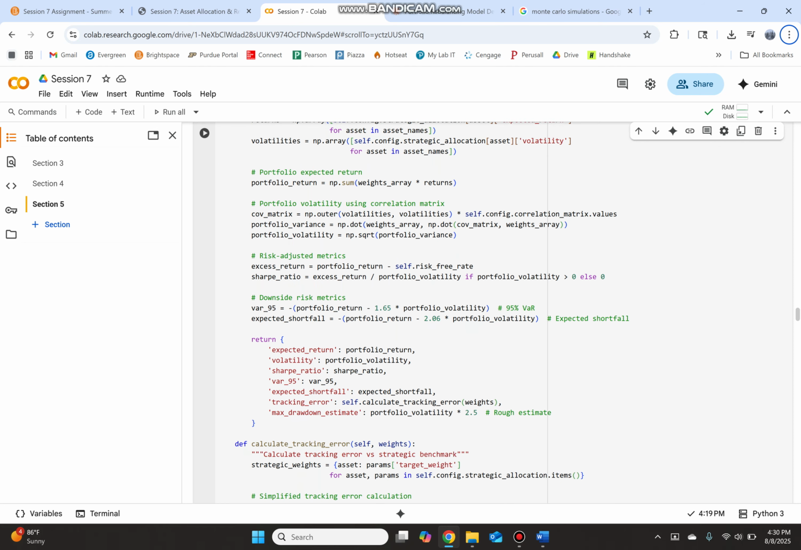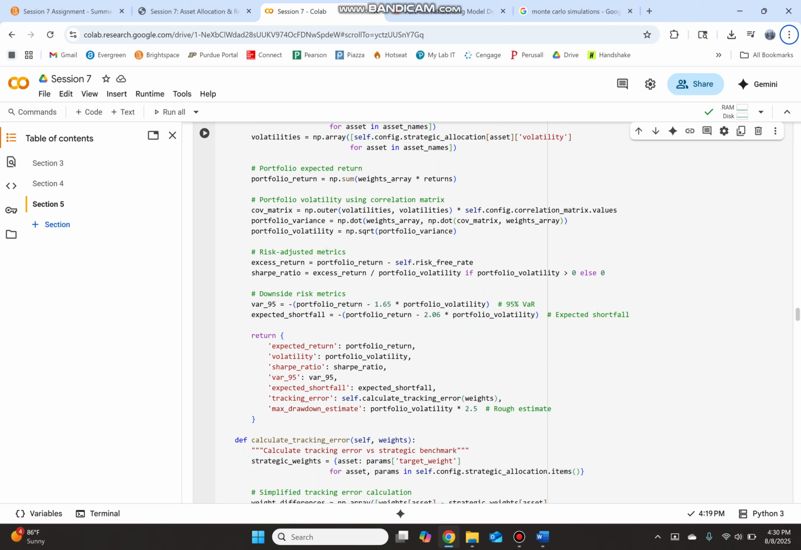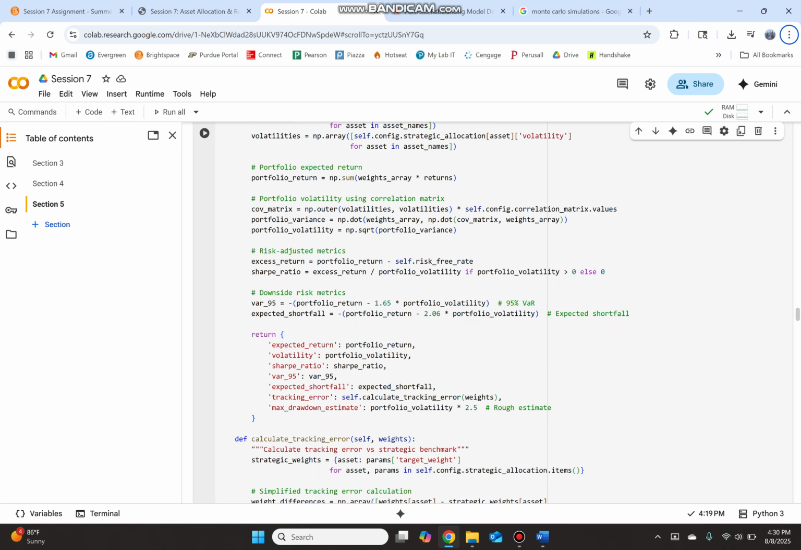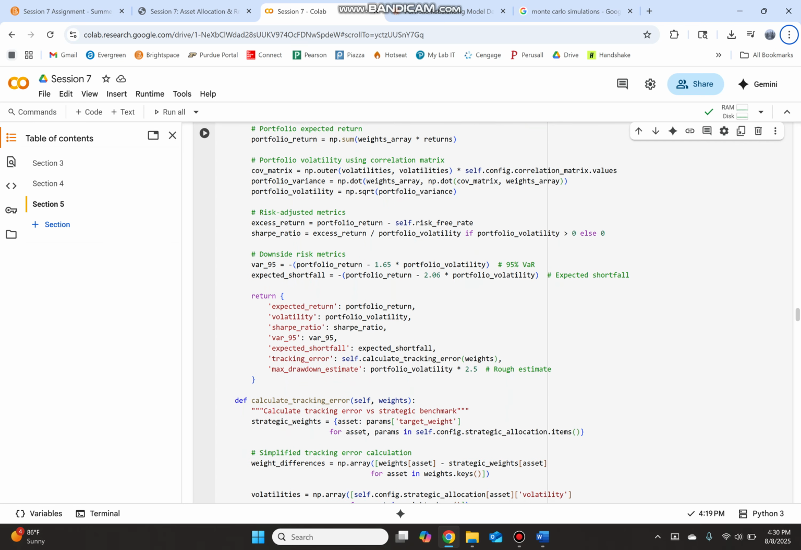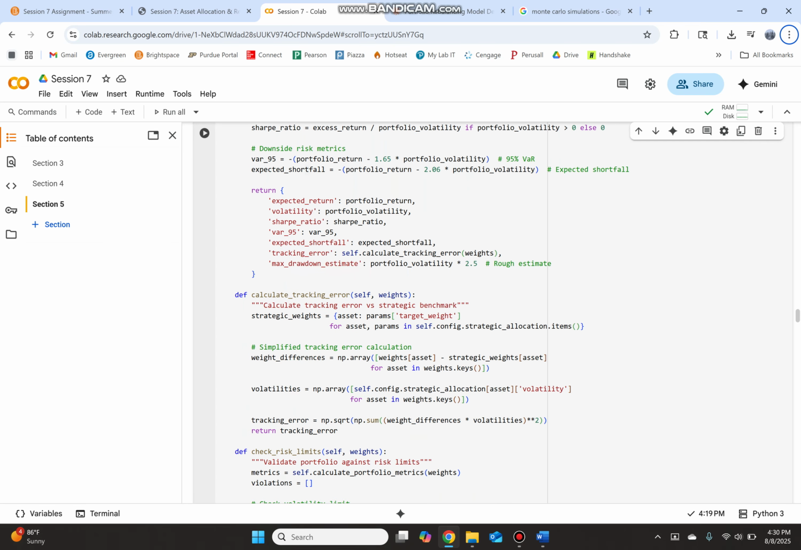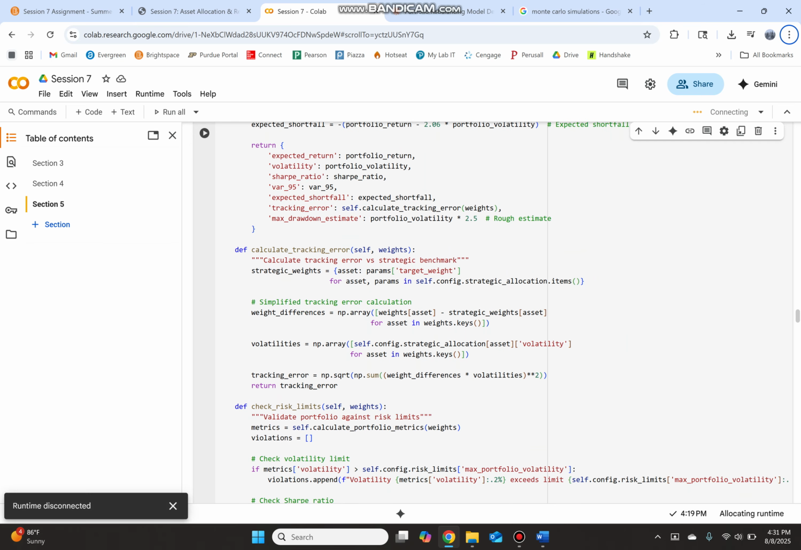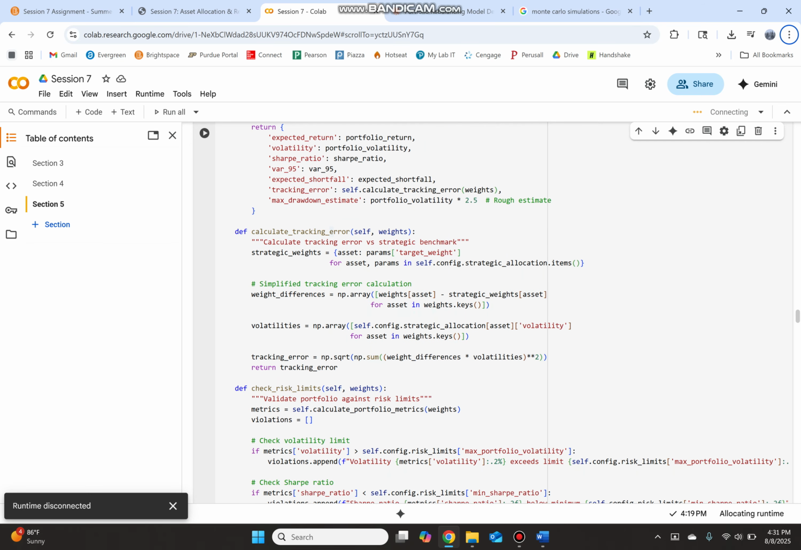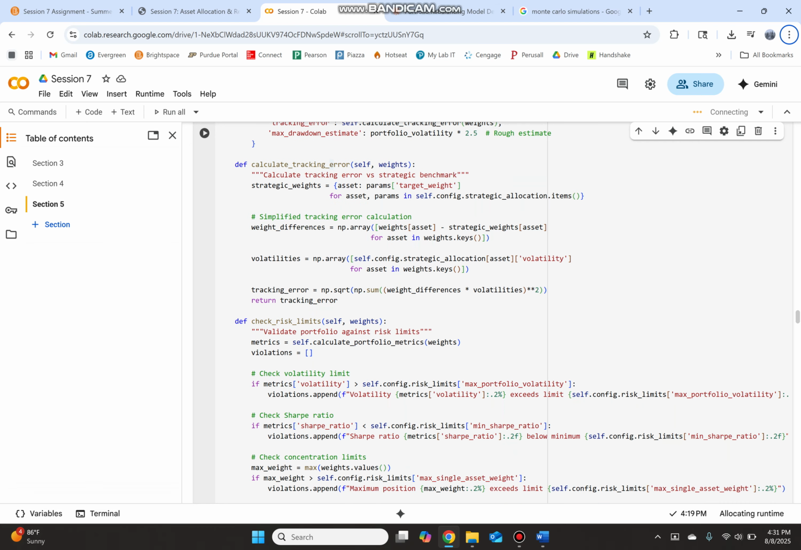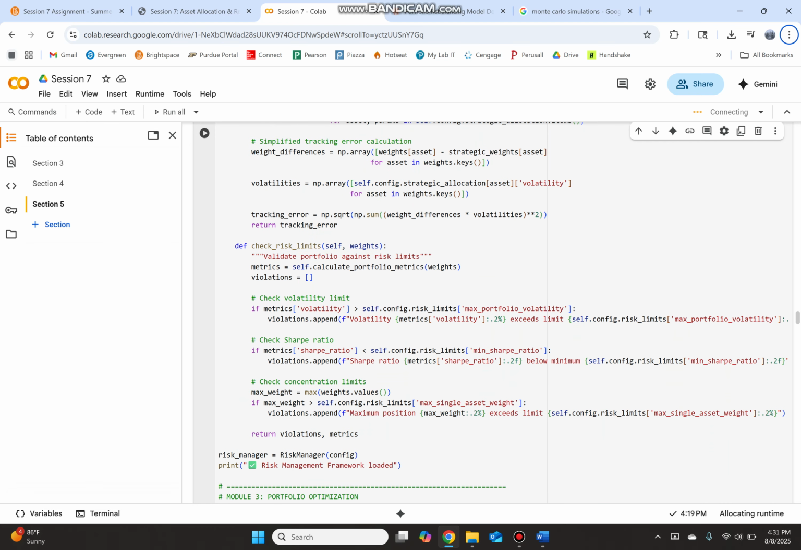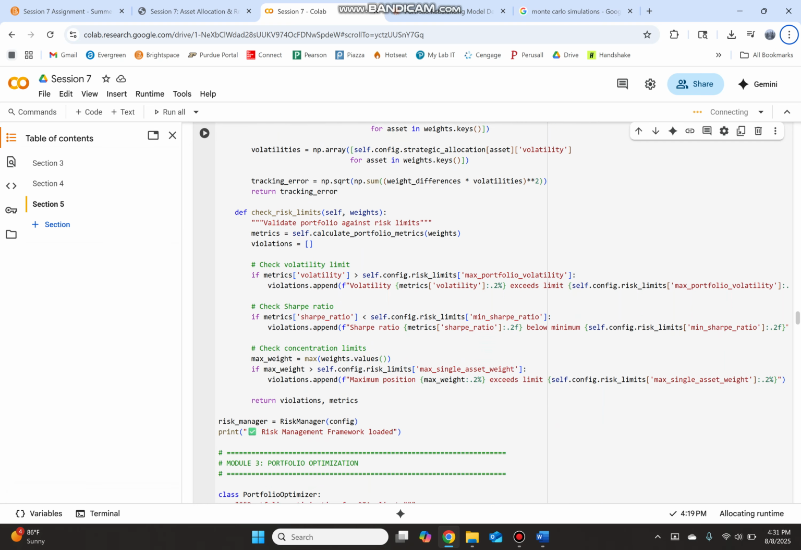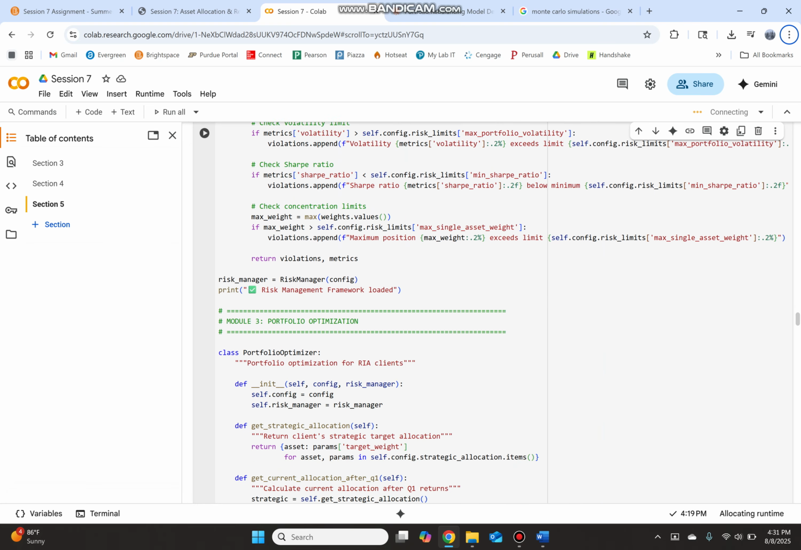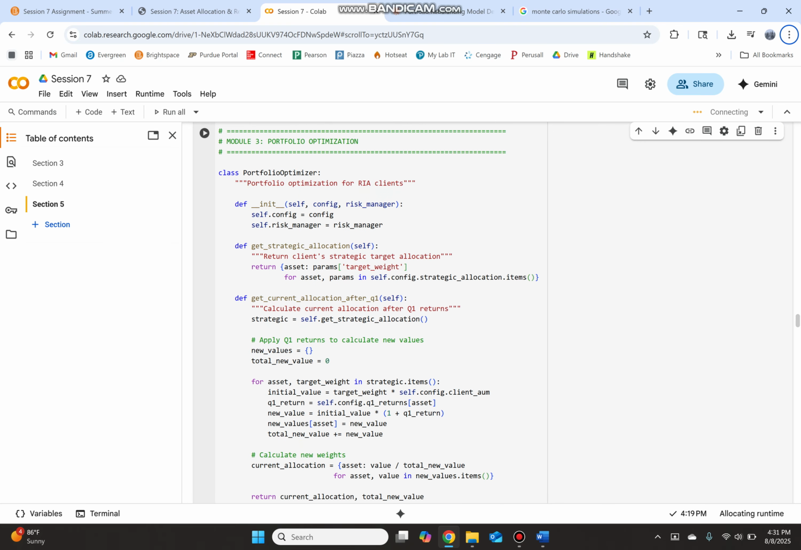Our risk-adjusted metrics from our excess return and Sharpe ratio, and our downside risk metrics. We'll get into a value at risk of 95%, but that's basically the 95% chance that you're not going to lose a certain given amount, which will be given to us from the problem. So we'll go over that later, and our expected shortfall, which is what we're expected to lose. Returns all those, goes into our tracking errors and whatnot. Make sure everything works correctly, and it gives our risk limits. Make sure that everything's within a reasonable limit: concentration, Sharpe ratio, and volatility. And then we move on to module 3, so our actual portfolio optimization.